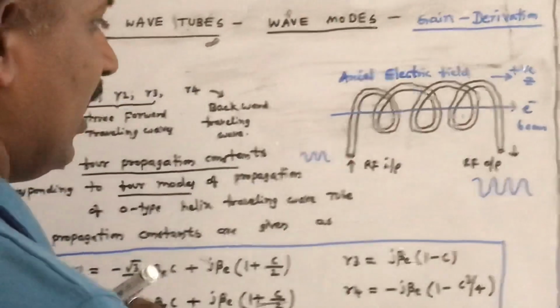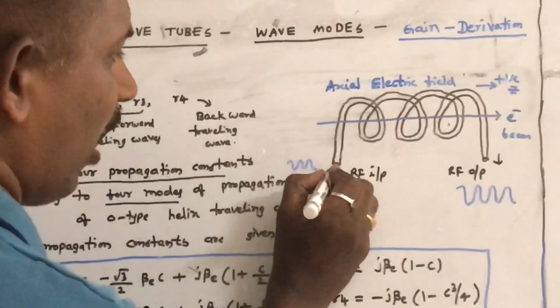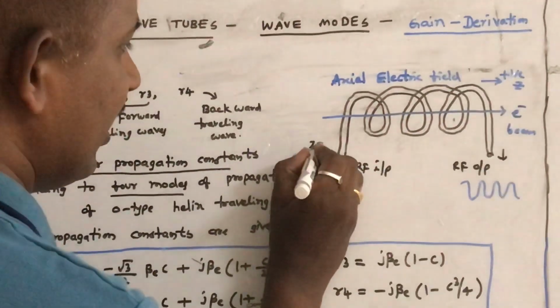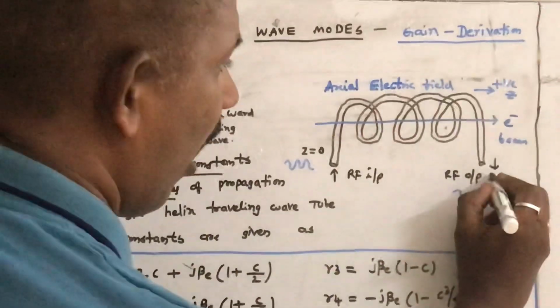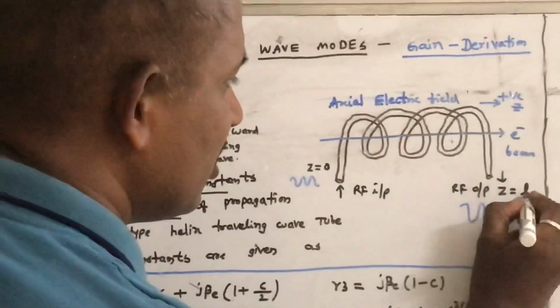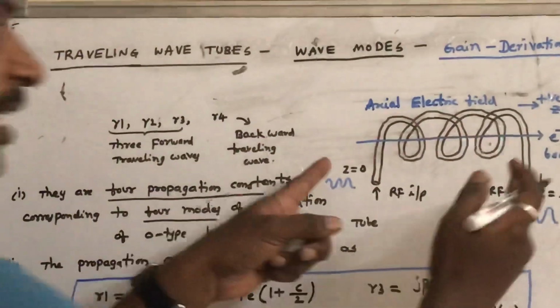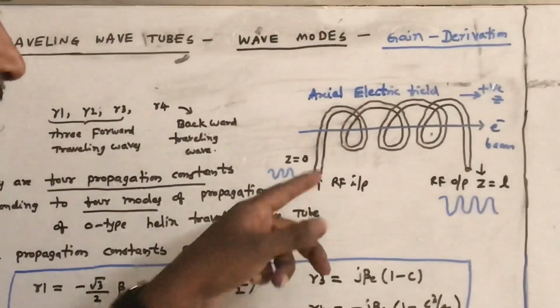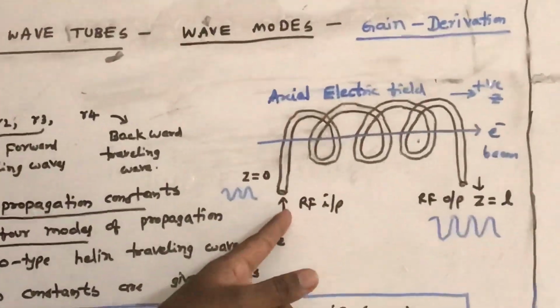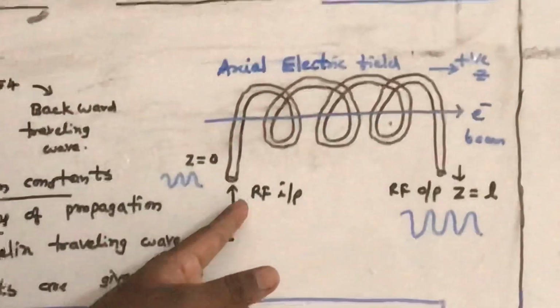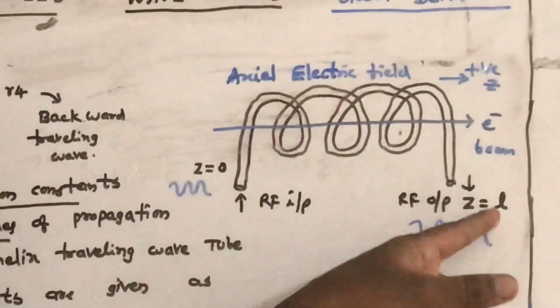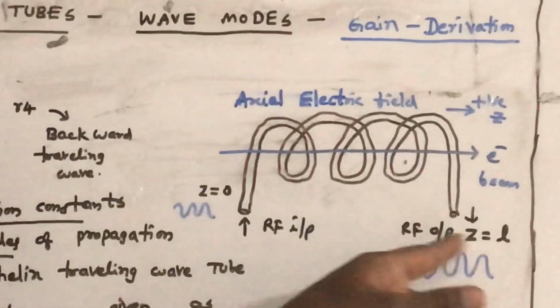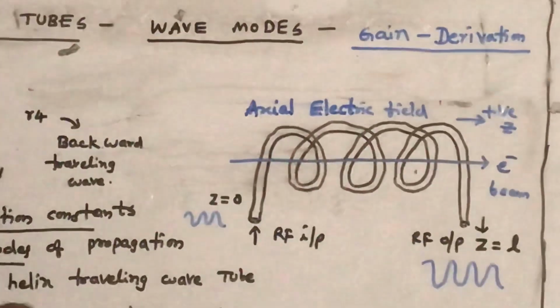Let us assume that this is the positive z axis. Let us assume that the RF input is applied at z is equal to 0 location. The output is taken at a location z is equal to L, where L is the length of the slow wave structure. So what is z is equal to 0? Z is equal to 0 is the location at which the RF input is applied. Z is equal to L is the length at which the RF output is taken.